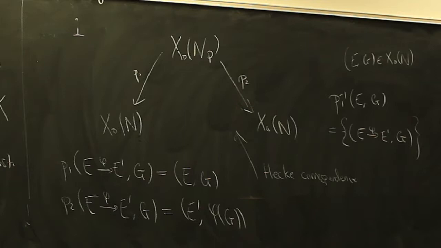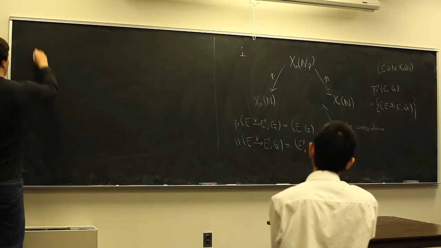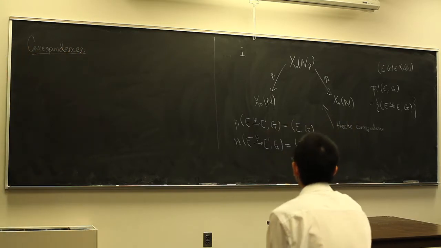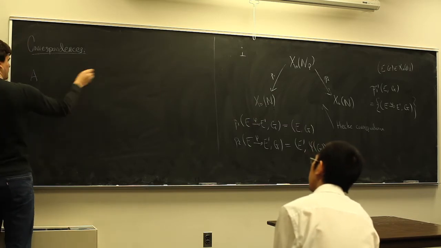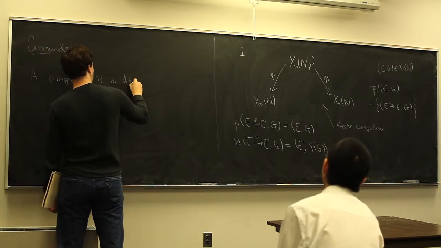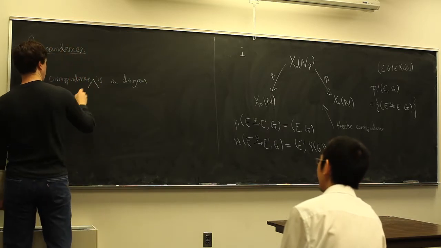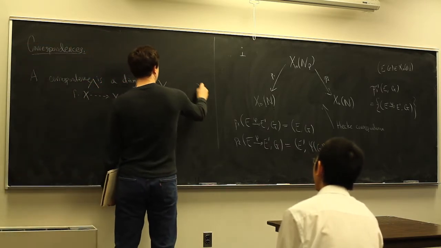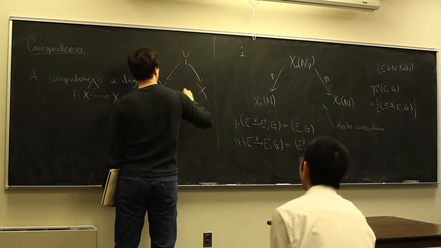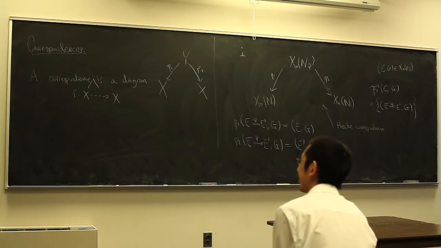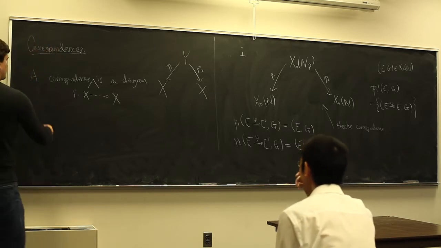So let me make a few general remarks about correspondences. In general, a correspondence is a diagram like that. So a correspondence, let me call it F from X to X, and I'm going to use this dashed arrow to mean that it's a correspondence. It's a diagram where you put X here, and some Y up here, with maps still called p1 and p2. I'm going to assume for this discussion that X and Y are smooth projective curves, and that these two maps are finite maps.